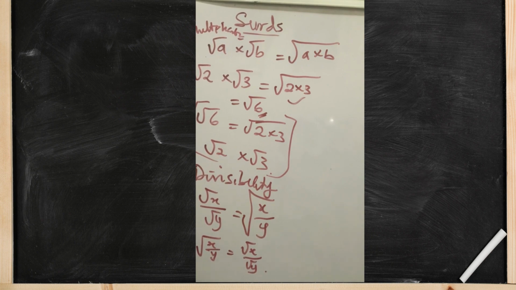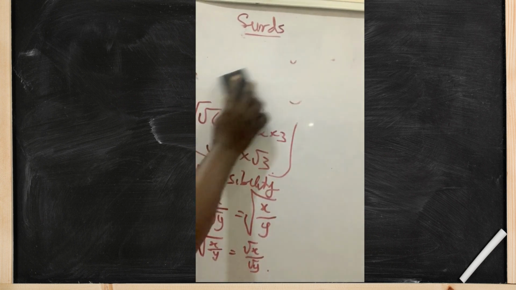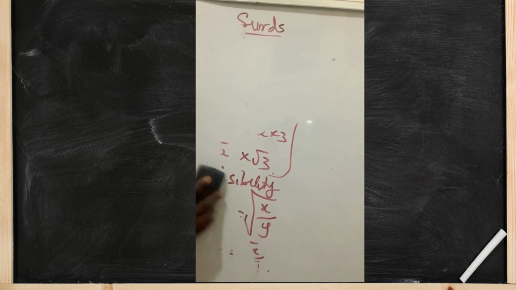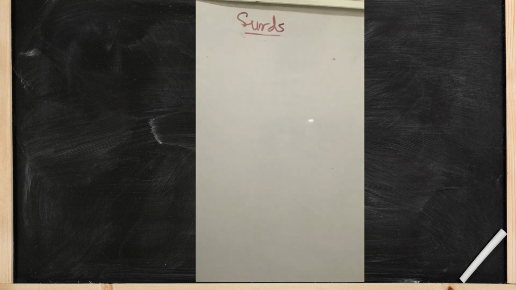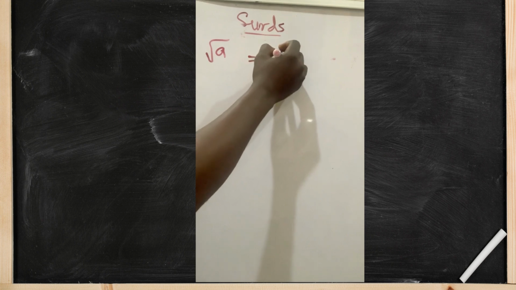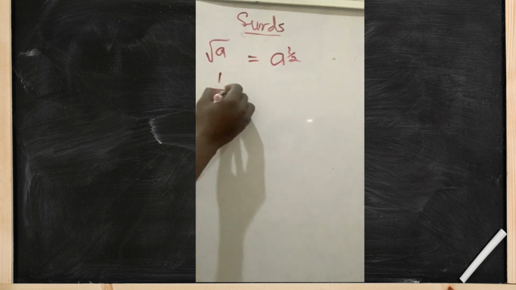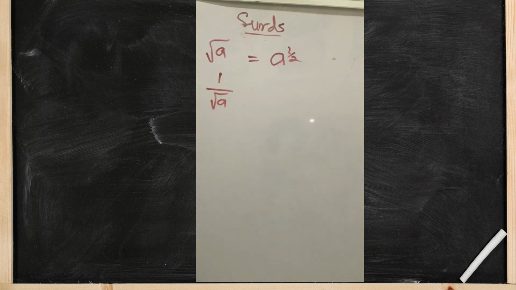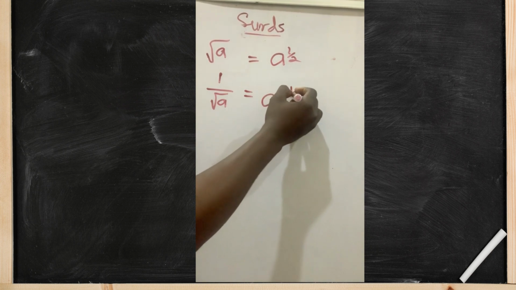The third is that a surd can be expressed as an exponential. If we're having the square root of a, it's the same thing as saying a raised to power 1 over 2. If we're having the square root of 1 over a, this is the same thing as saying a raised to power minus 1 over 2.